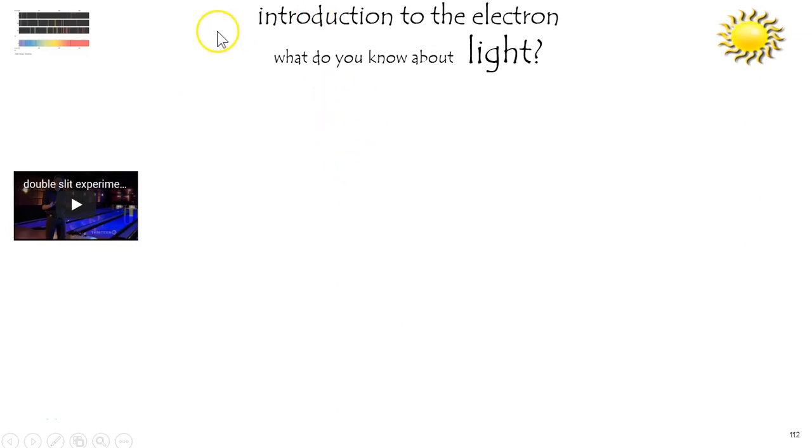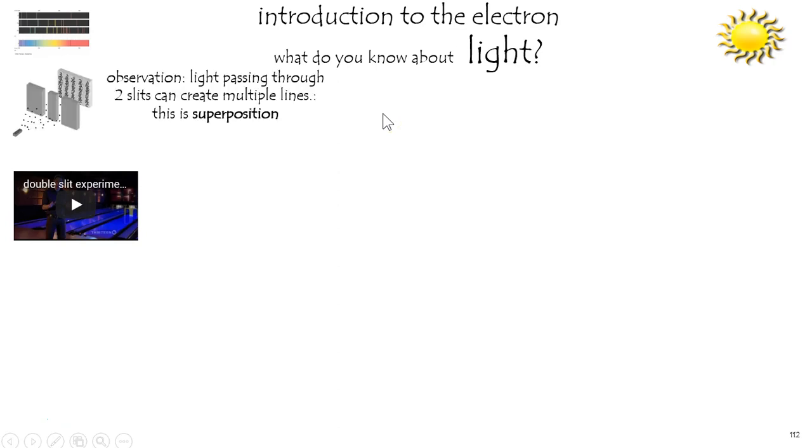This is Dr. B and an introduction to the electron. To study the electron, it helps to have some knowledge about light. The reason is, to cut to the chase, that the electron is so small that it behaves similar to light in some ways. It, for example, has wave-like properties, which light does.